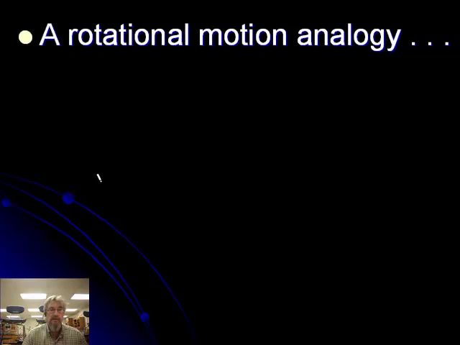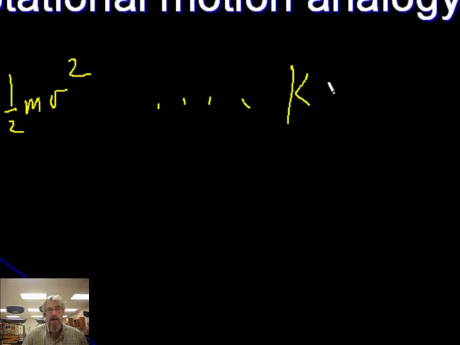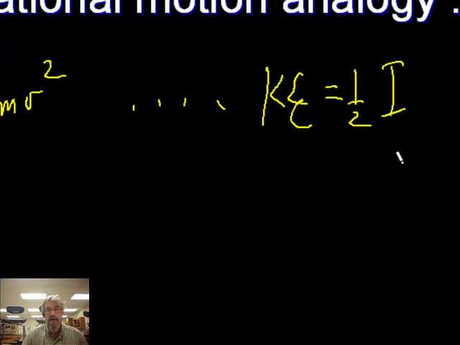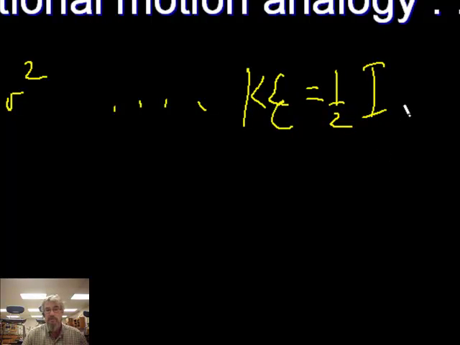Well, there's another analogy, a rotational motion analogy here. We know that for linear motion, KE is 1/2 mv squared. In a rotational system, KE would have to be equal to 1/2 times the analog for mass. The analog for mass is the moment of inertia I, times, but the analog for v is omega. So we're going to square omega.